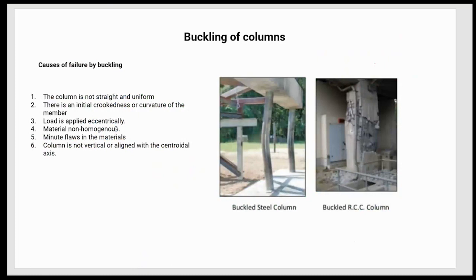Problems with the material, it's not homogeneous. Some issues in the manufacturing process of the material. Basically, we're now realizing that number one, number three, and number six happen because the column is not straight and it's not aligned. The forces are not aligned with the centroidal axis of the column. Good. Questions so far?